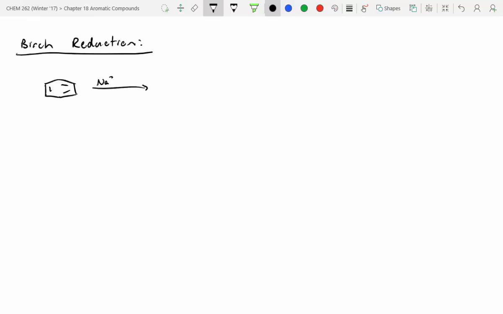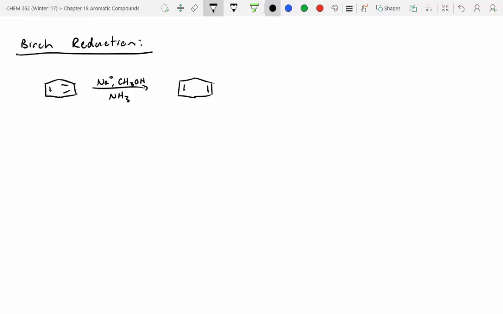This is another reaction where you use elemental sodium, so you'll see it written as Na dot. And then some sort of alcohol, oftentimes methanol, but you might see tert-butanol or ethanol. It doesn't really matter as long as it's an alcohol. And then ammonia. And when you do this, you make a diene that's non-conjugated. And then you can do all sorts of alkene chemistry off of this.